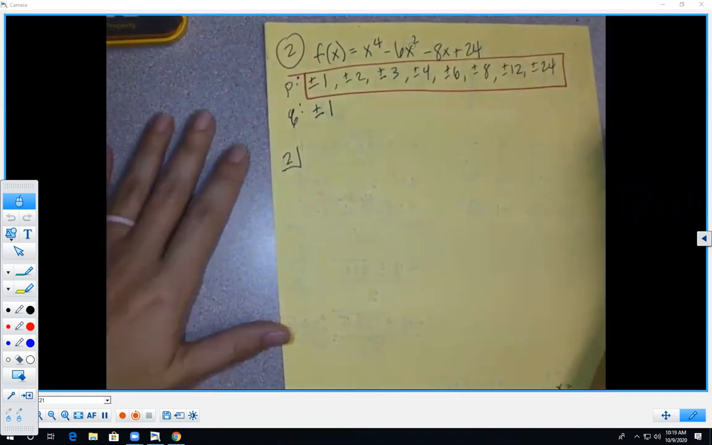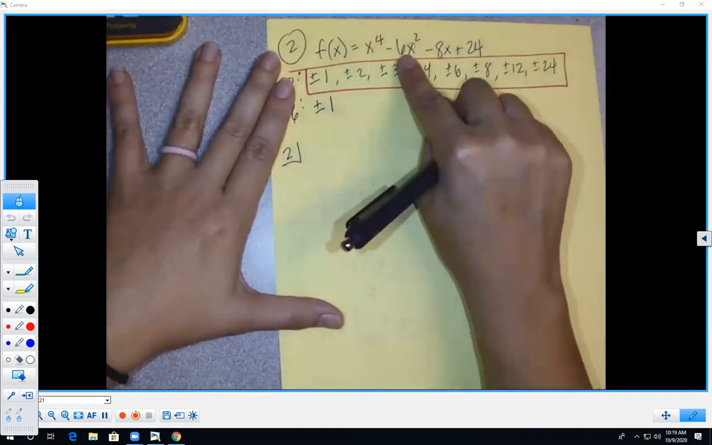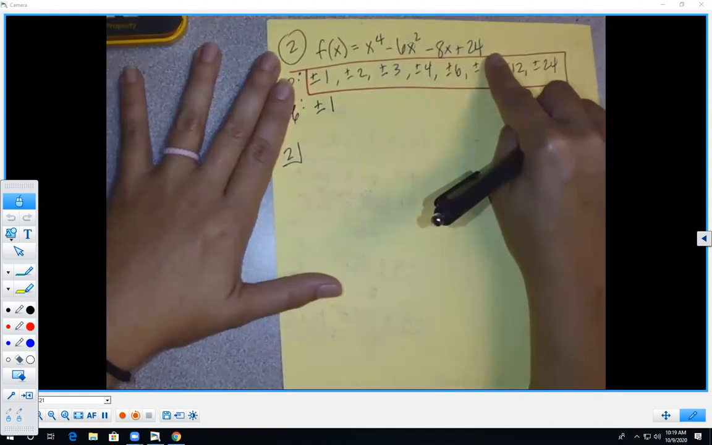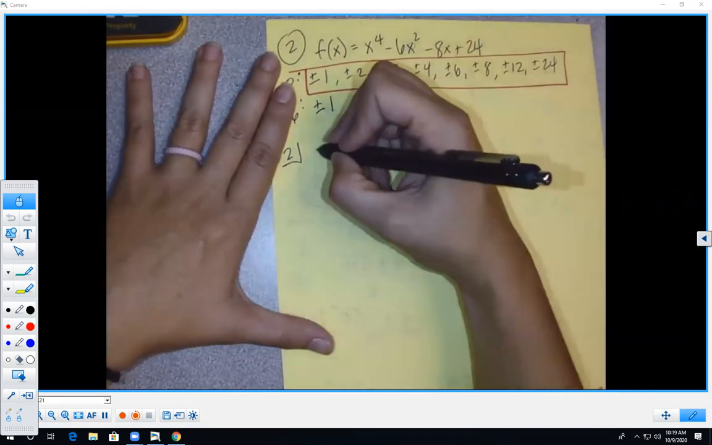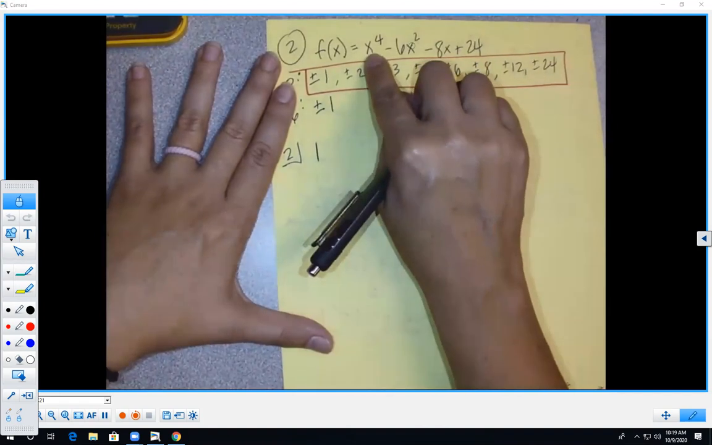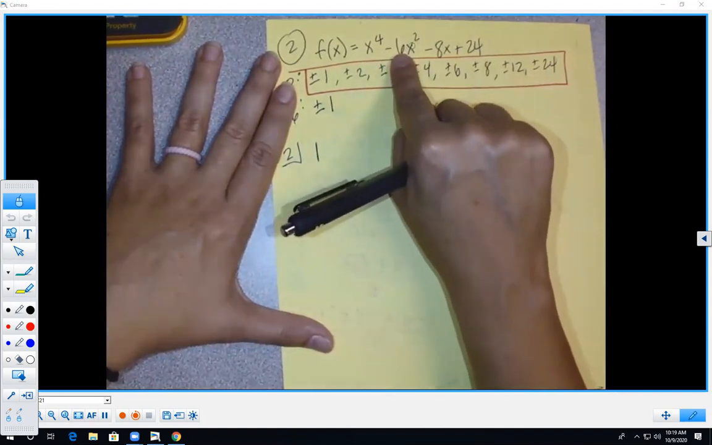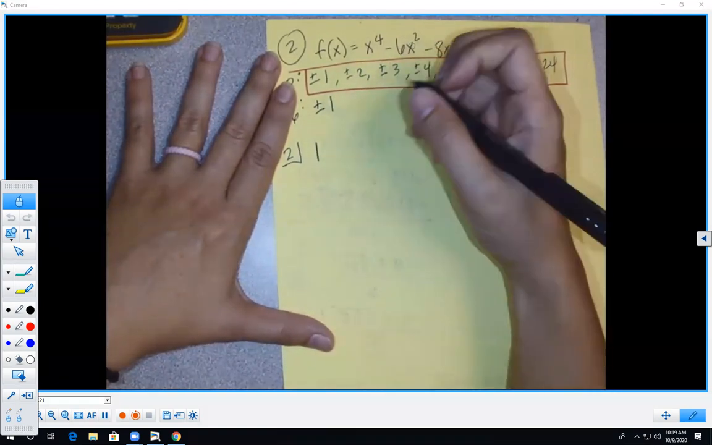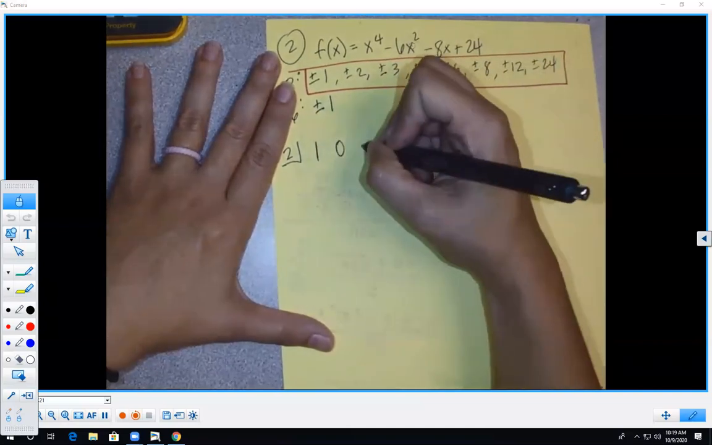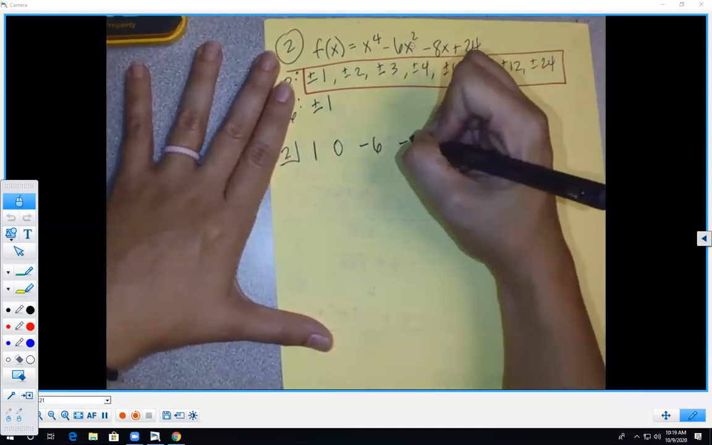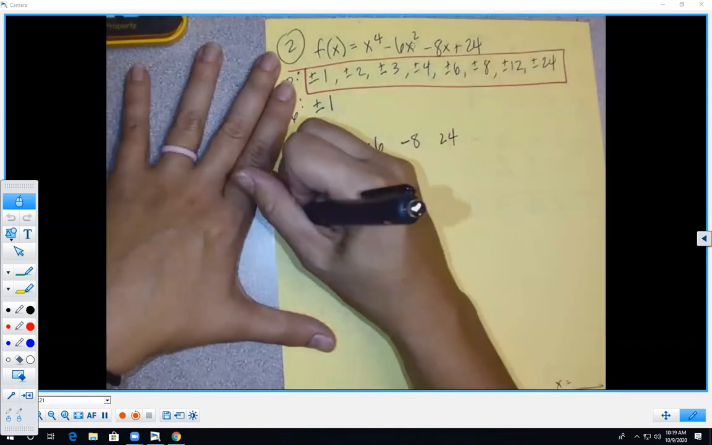When we divide it by 2, make sure you're putting your coefficients and make sure you put in a placeholder because I'm missing a piece there. I have 1 is the coefficient for x to the 4th. Do I have any x to the 3rds? No, so you got to put a 0 in. 0, -6, -8, 24.